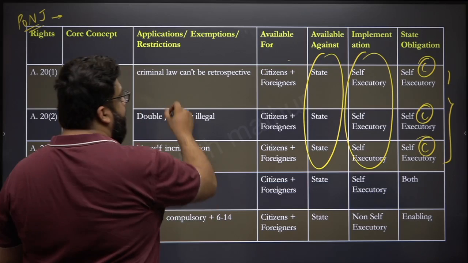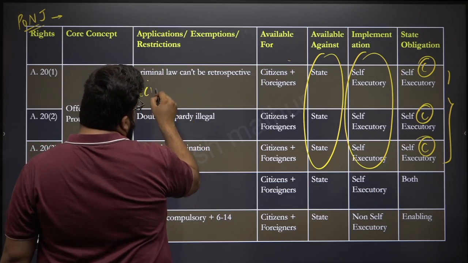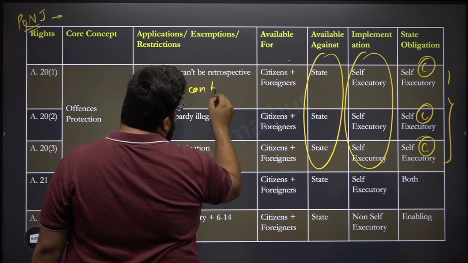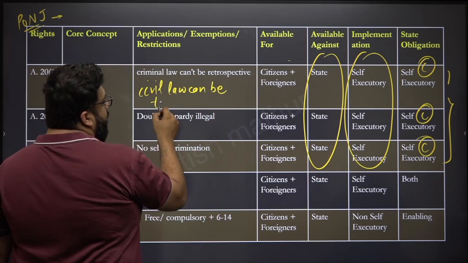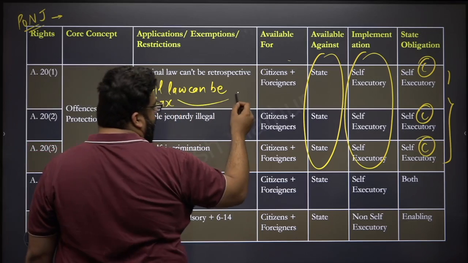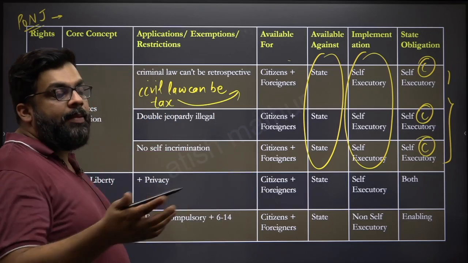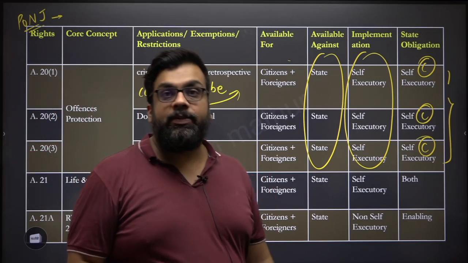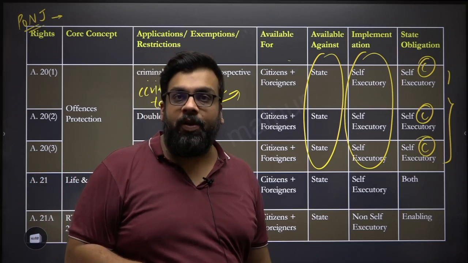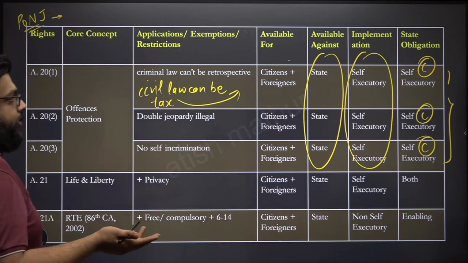So, criminal law can't be retrospective, which also means civil law can be retrospective. You can have a civil law like a tax law. For example, you would have heard of retrospective taxation. That can be applied on a back date. Or for example, a lot of you, once you get into services, will receive your salaries and pensions in arrears also. That is essentially an element of civil law.